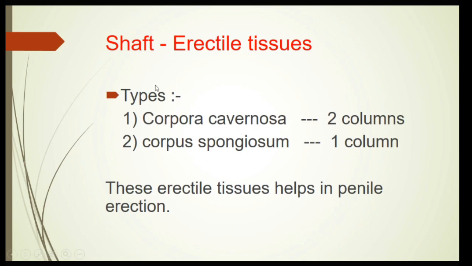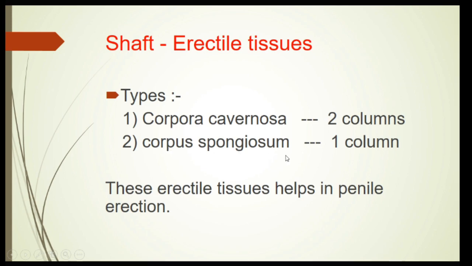Now, we will talk about the shaft. We already have seen about the root. Now we will talk about the shaft in detail. The shaft contains the erectile tissues, and these erectile tissues make the penis erect during the sexual act, or during non-sexual acts also. The shaft contains two types of erectile tissues. First one is the corpora cavernosa, and second one is the corpus spongiosum.